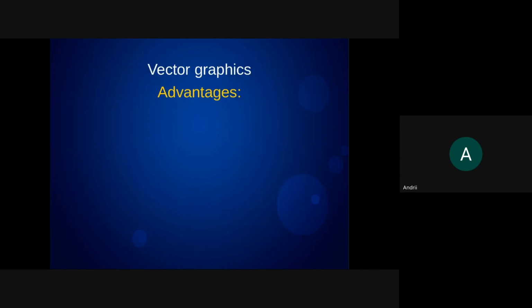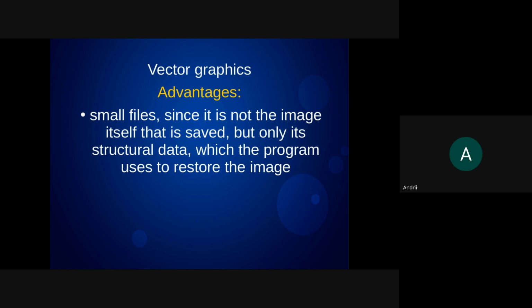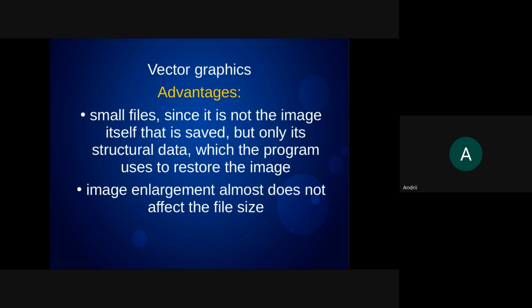And now moving on to vector graphics. What are the advantages? Well, first of all, it's small files, since it is not the image itself that is saved, but only its structural data, which the program uses to restore the image. The second one is that image enlargement almost does not affect the file size. We have already seen this with the flag of Japan. You can make the flag 10 times bigger, but the file size does not change. You just change the number, the width and height of the flag, and the coordinates of the circle. So the numbers change, but the file size almost does not.